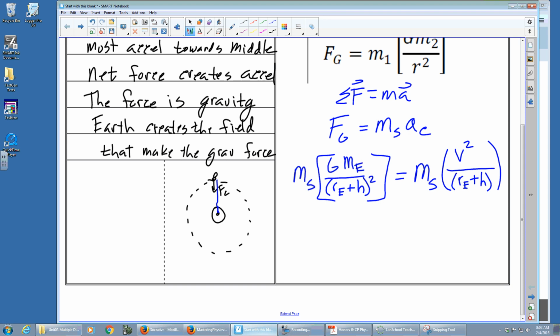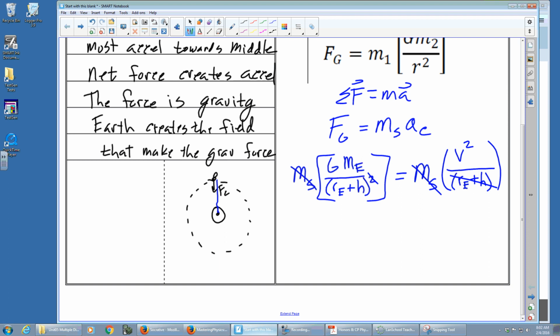Can I get rid of anything mathematically to make my life easier? Mass of the satellite. Anything else? One of the r plus h's. I can get rid of that square term and get rid of that one altogether.